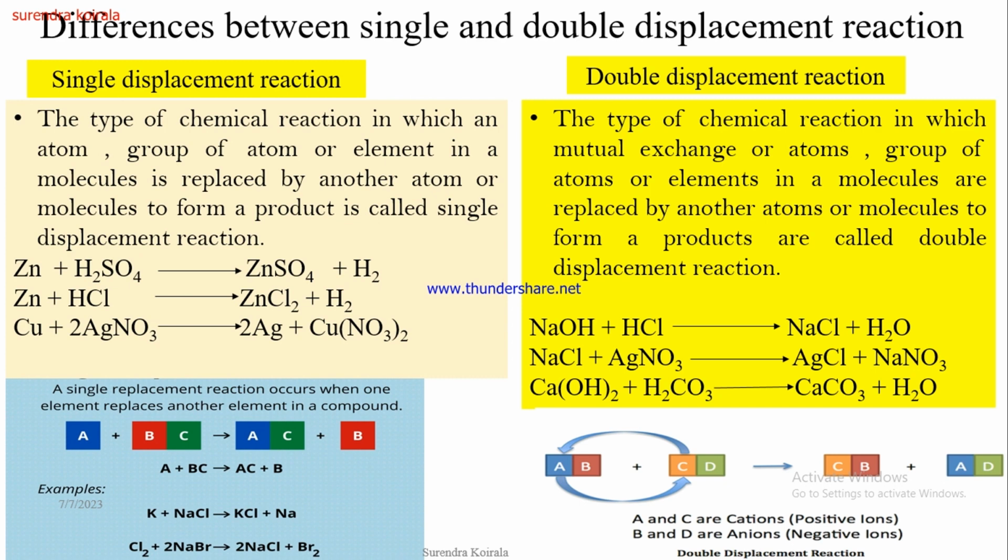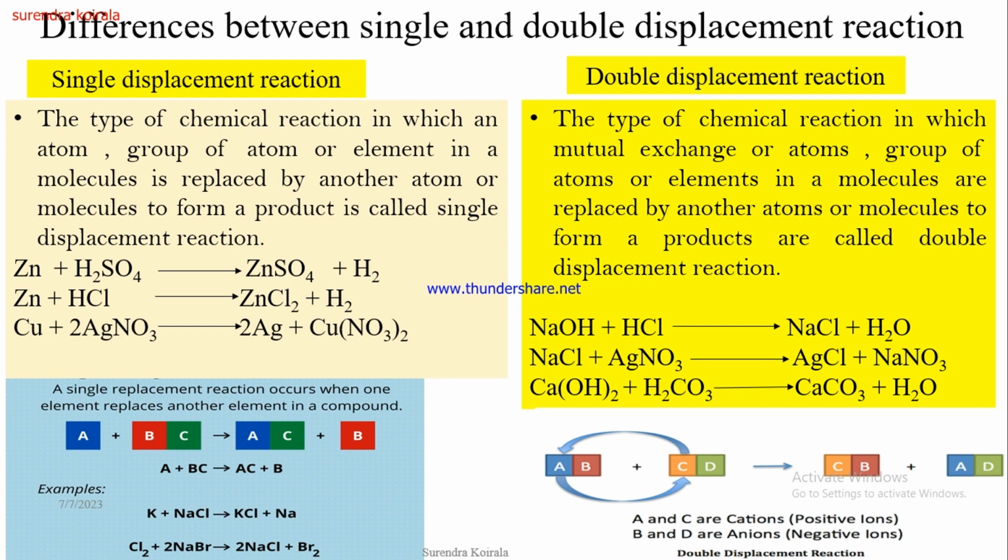That means there is an exchange of ions as well as radicals between each other. There is a double displacement of their atoms and groups of atoms in the chemical reactions. So they are the examples of double displacement reactions.